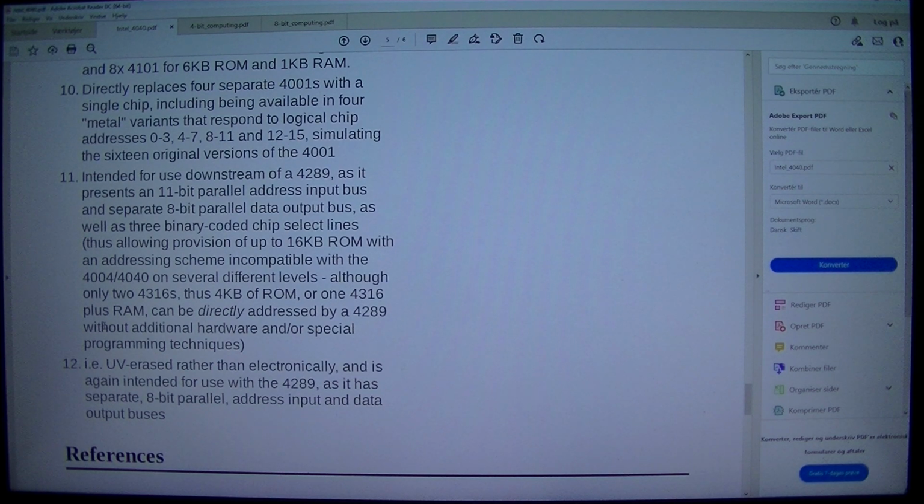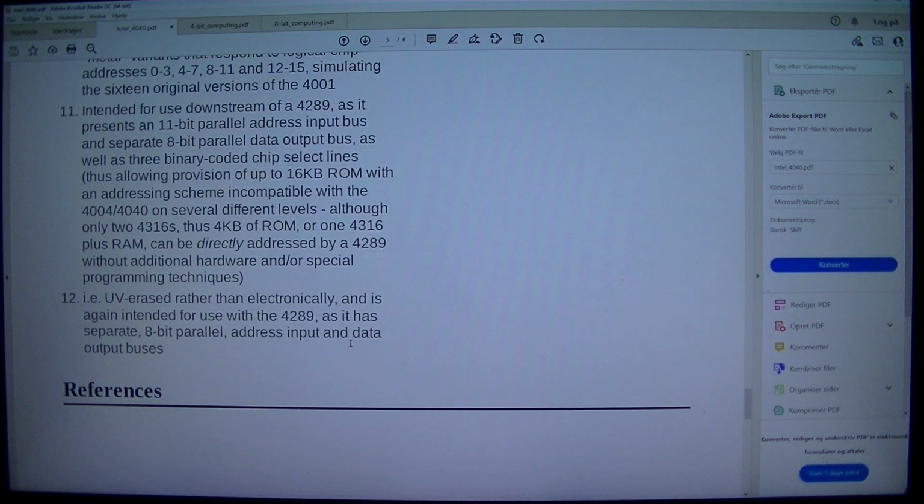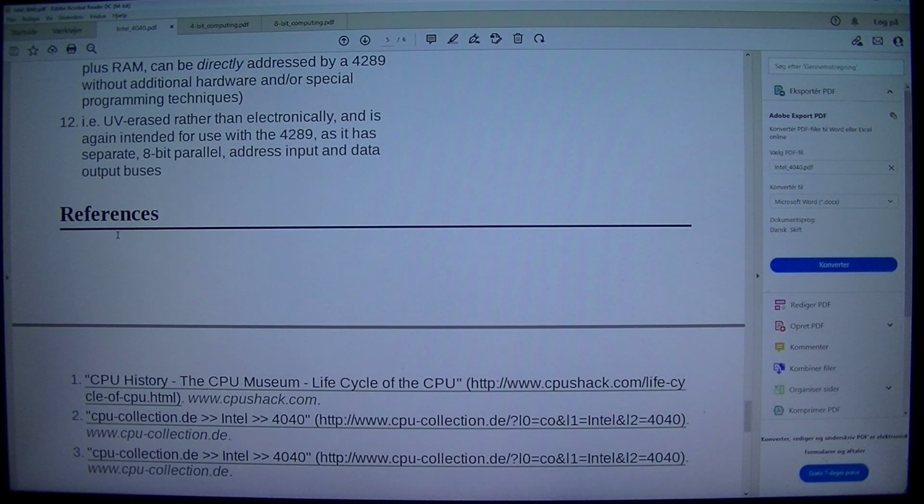It can have only 2 4316s, thus 4 kilobytes of ROM, or 1 4316 plus RAM, directly addressed by a 4289 without additional hardware and/or special programming techniques. 12 is UV erased rather than electronically, and is again intended for use with the 4289, as it has separate 8-bit parallel address input and data output buses.